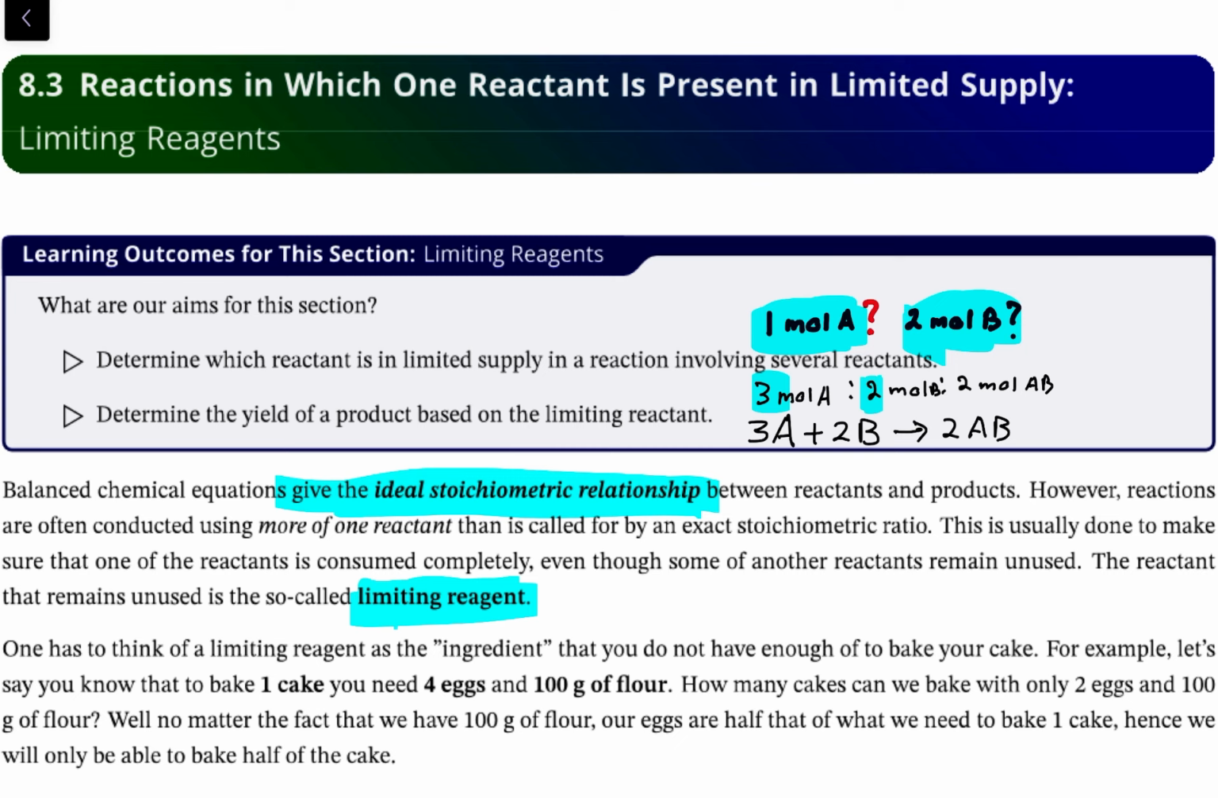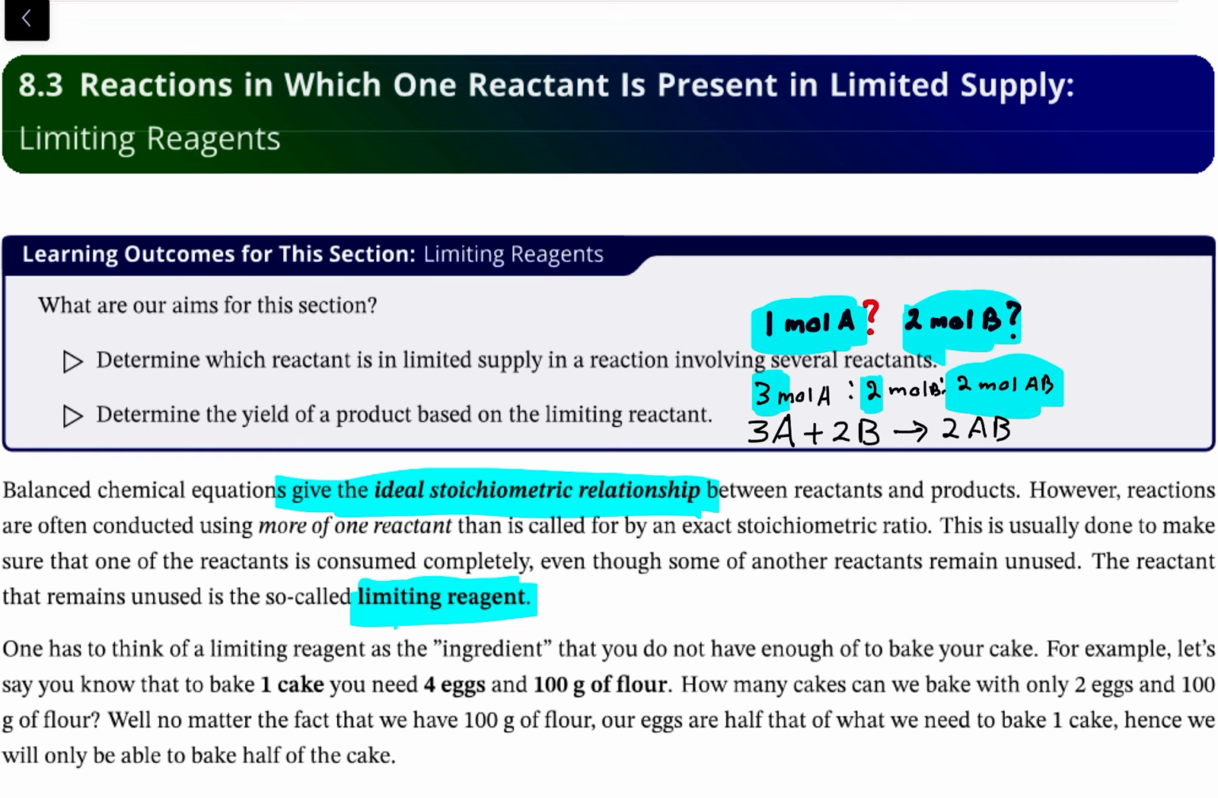So if I need 3 mole of A to react fully with 2 mole of B, but what's the problem? I only have 1 mole of A. So that means that we have too little of A. So that means A is limiting my reaction. And what is it limiting? It is limiting the amount of AB that can form. So it would form less AB than if there were 3 mole of A reacting.